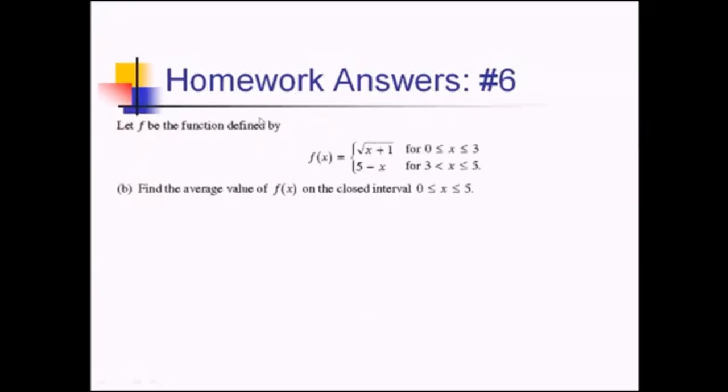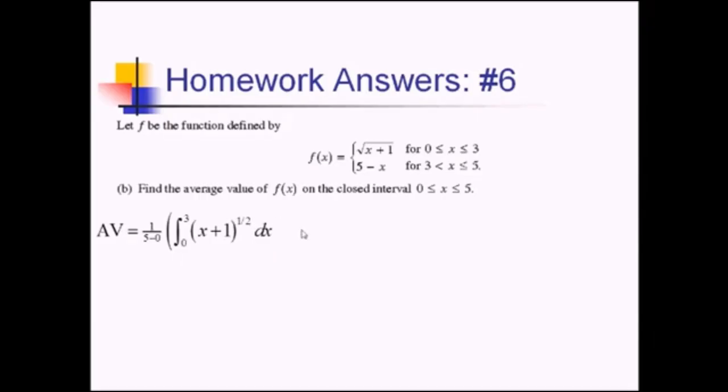On this problem, we're given this piecewise function, and we want the average value of this function on the interval from 0 to 5, which, of course, includes the border value that splits up these rules. So we're going to essentially set up our average value formula. We've got 1 over b minus a, which in this case is 5 minus 0, and we're doing the integral from 0 to 3 of this first rule here, which I'm converting into a 1/2 power just to make it easier to take the antiderivative in a minute.